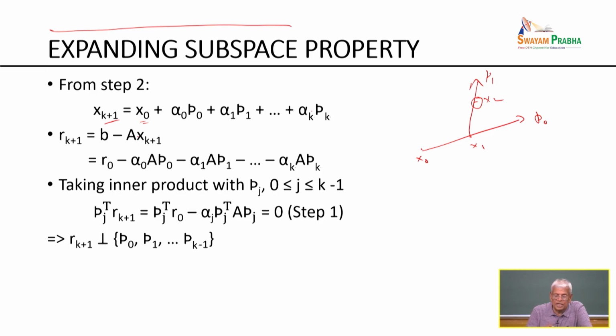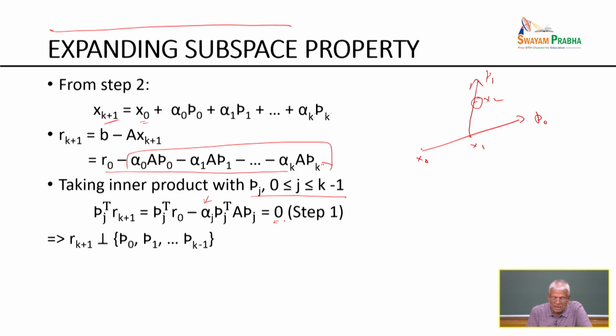r k is equal to b minus A x k plus 1. If I multiply both sides by A and subtract, this is equal to r naught minus alpha naught A p naught, alpha 1 A p 1 and so on. These are linear combinations of vectors. If I took the inner product with respect to p j, p j transpose r k plus 1 is equal to p j transpose r naught minus alpha j times p j transpose A p j. I can substitute for r j from step 1 and you can verify this is 0.